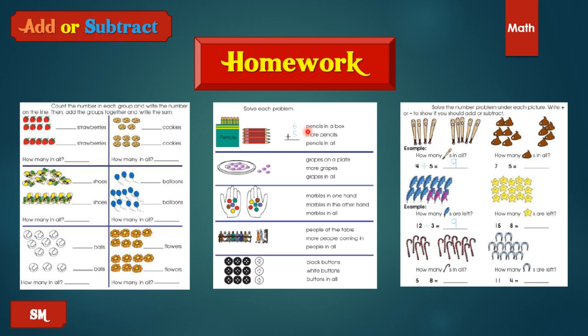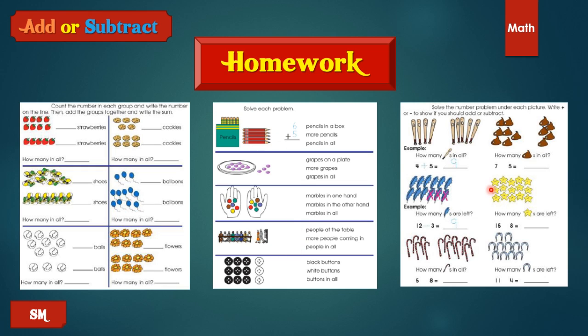Here, the first one: how many pencils in a box? He said here 6. How many more pencils? The word more. How many more pencils? 1, 2, 3, 4, 5. I have 5. So when I say more, is it plus or minus? It's plus. So I'll add 6 plus 5. 6 plus 5 equals how many pencils in all? I'll count all of them. 11. Excellent.